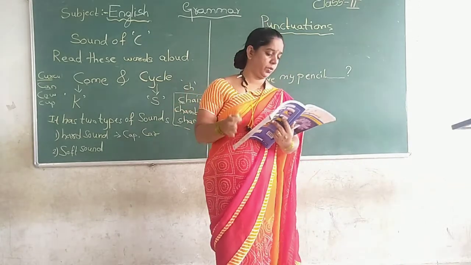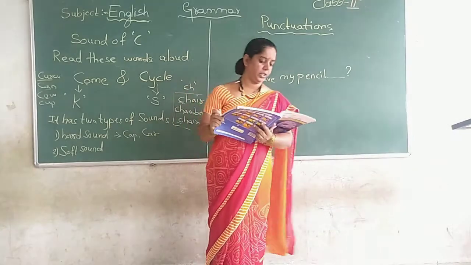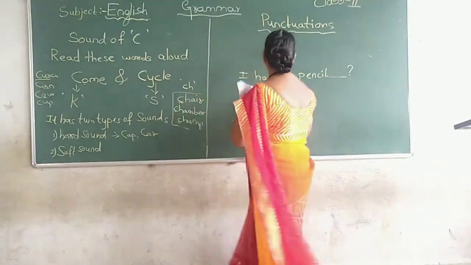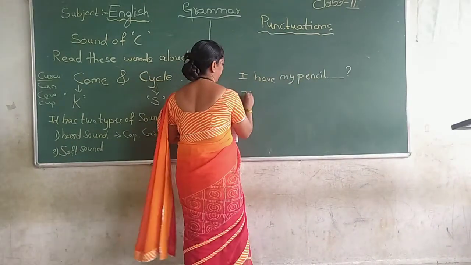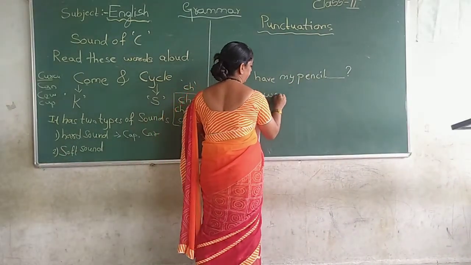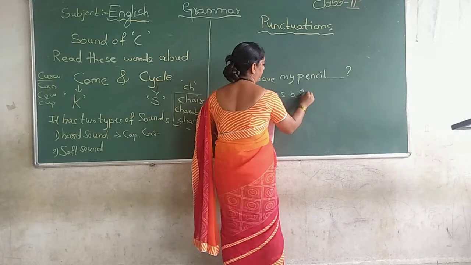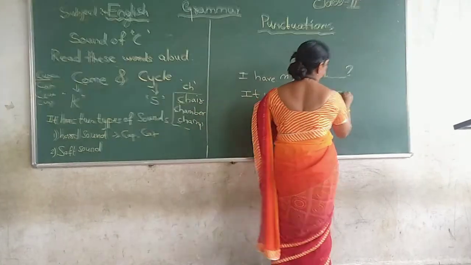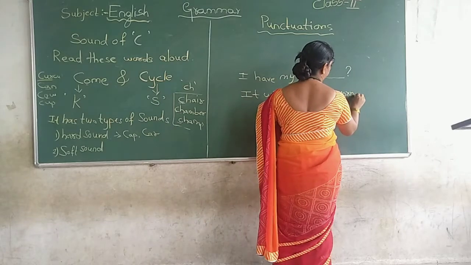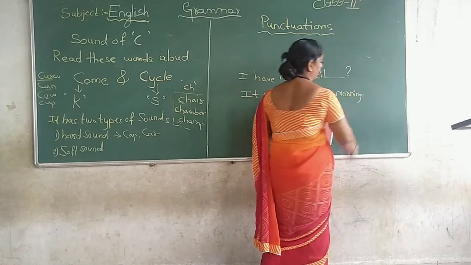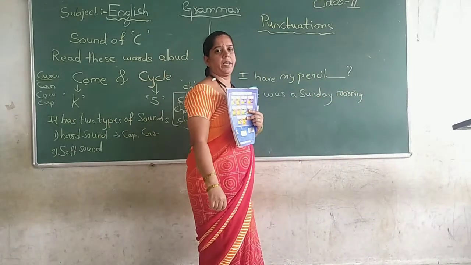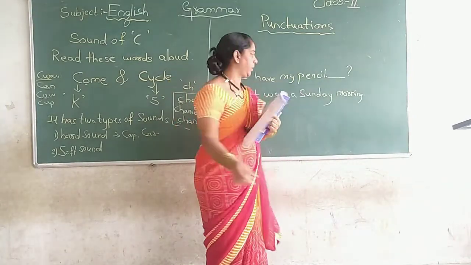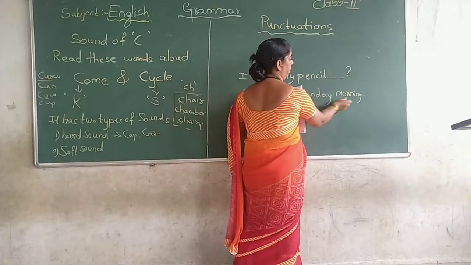12. Read the following sentences from the lesson. It was a Sunday morning. See, here there is an example. It was a Sunday morning. So, have they given a question mark or a full stop? There is a full point there. That is a full stop. The sentence is not continued. It was a Sunday morning.